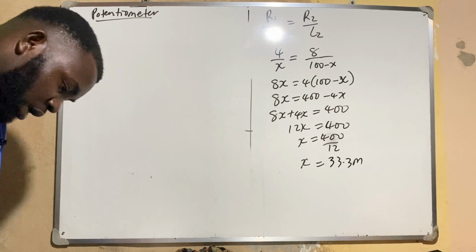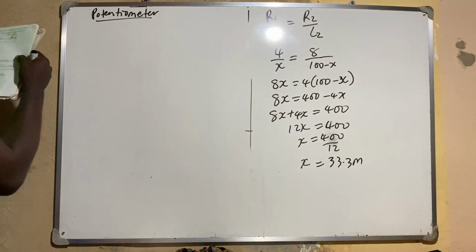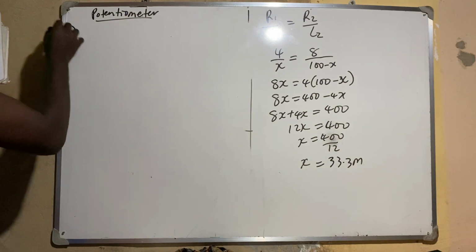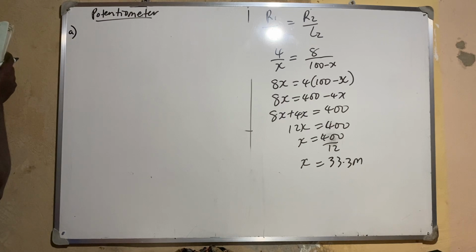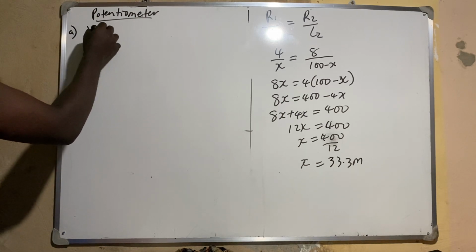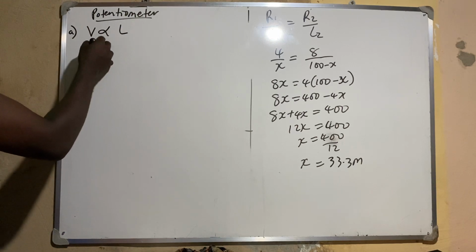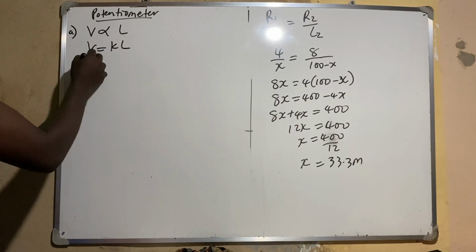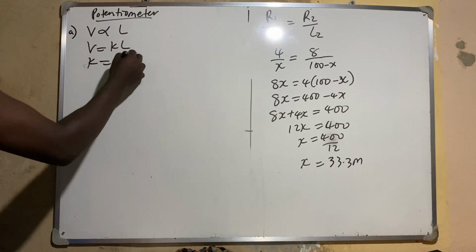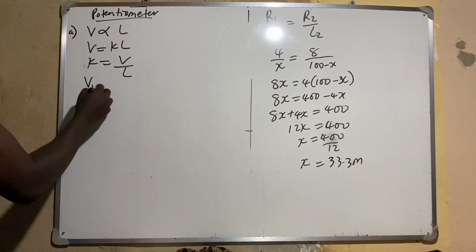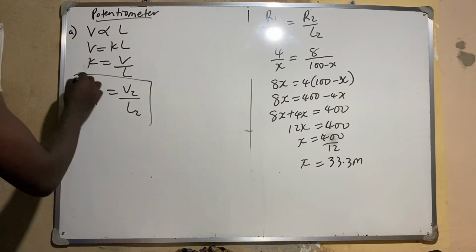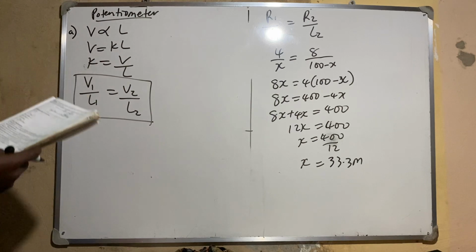We say that for the first one, the uses of potentiometer. The first one is for the measurement of a potential difference. And we should know that the potential difference is directly proportional to the length. So potential difference is KL, so my K will now be V over L. We now have that V1 over L1 is equal to V2 over L2. Another important formula to note.